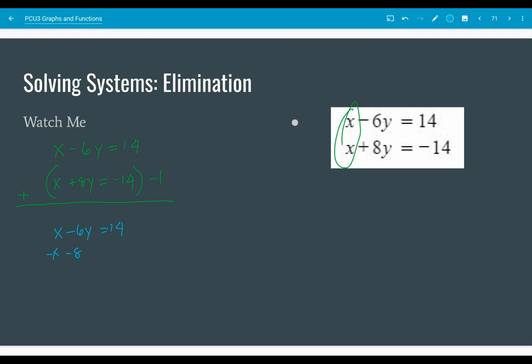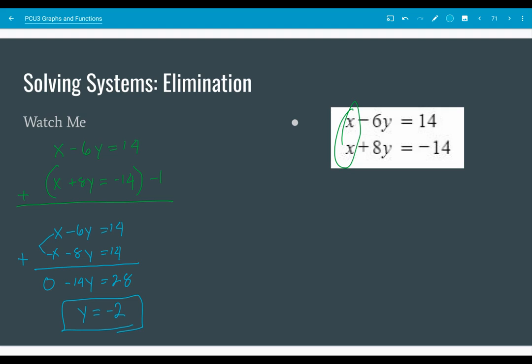Negative x minus 8y equals 14. And then we're going to add them. So x plus negative x gives me 0. Negative 6y, negative 8y gives me negative 14y. 14 plus 14 gives me 28. So then y is -2.